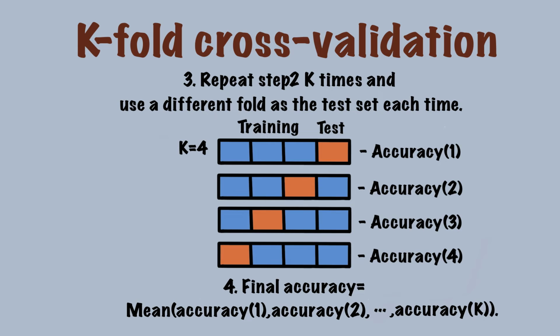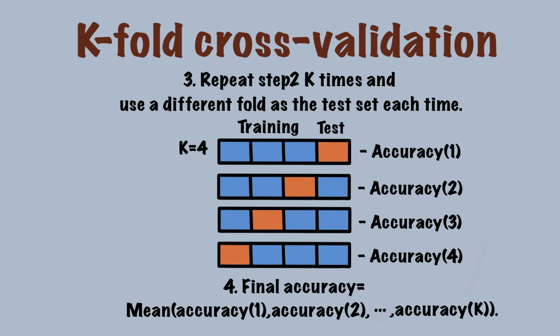Last, the final accuracy of this model is the average of the accuracies of all model evaluations. Basically, you just sum up the accuracies and divide by k. Then you can get a more justifiable evaluation of model performance. That's the procedure of k-fold cross-validation.